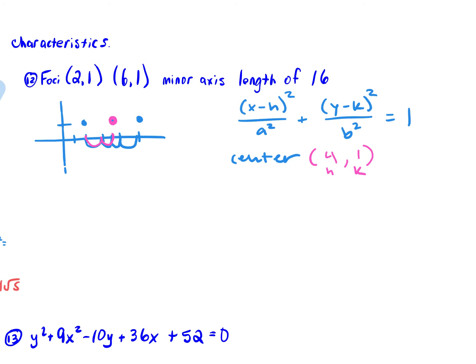Now we want to use the rest of the information to find A, B, and C. So our major goes with A, so our major is 2A, and our minor is 2B. So it gives us our minor axis here, which is 16. So 16 is equal to 2B. So what's B equal to? 8.